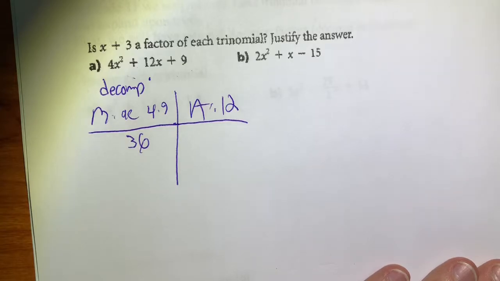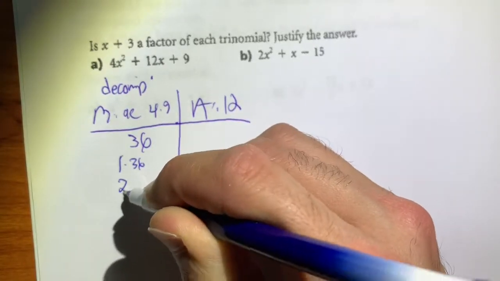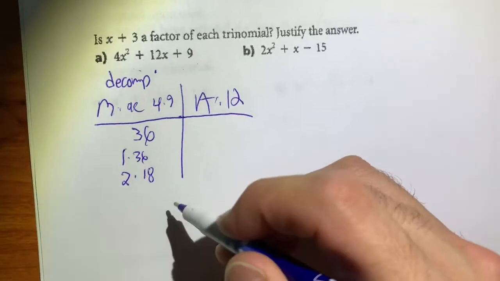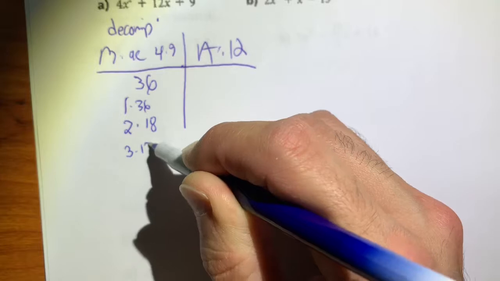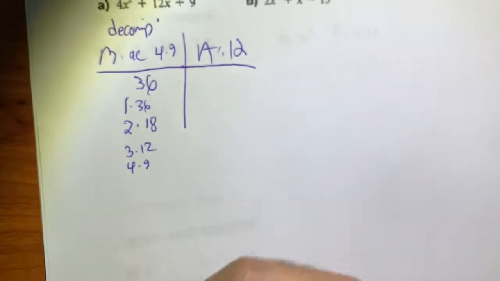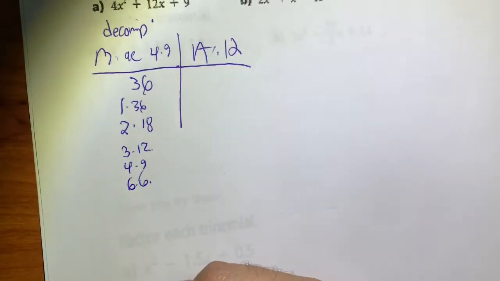Okay, so what are my two numbers? Well, 1 and 36 don't work. Maybe 3 and 12, no. 4 and 9, no. I'm just going to have to write them out. 2 and 18? Getting closer. 3 and 12, not quite. 4 and 9, but we're not quite there. 5 doesn't work. 6 times 6. Perfect. Oh my goodness, this isn't a decomposition.